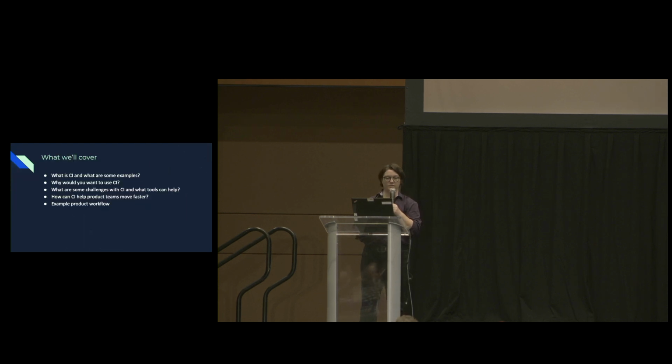So what we're going to cover today is really briefly what is CI and some examples of that. I'm sure most of you or a bunch of you are familiar, but I wanted to make sure that we tailored this talk to a wide variety of audiences, including those who might not know CI or why it's important, or might not think it's important. Why would you want to use CI? And what are some of the challenges, maybe some that you've run into as well? And how can CI help product teams innovate faster? We'll also look at an example product workflow. And as a product manager and as a stakeholder in general, how could this help you?